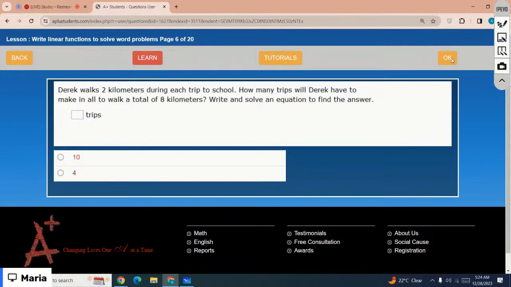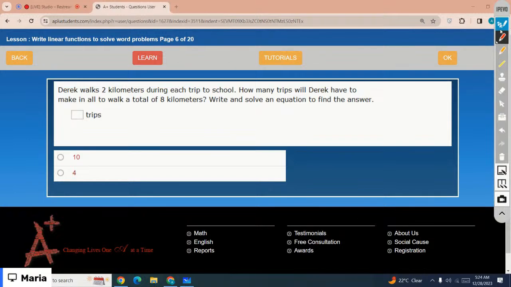Okay, the next one is: Derek walks 2 kilometers during each trip to school. How many trips will Derek have to make in all to walk a total of 8 kilometers? That means if he does one trip to school, he will cover 2 kilometers. The equation is 1 times t. Sorry, 2 times t because he walks 2 kilometers for every trip. Very good. The correct option is 4. That means he must do 4 trips, right?